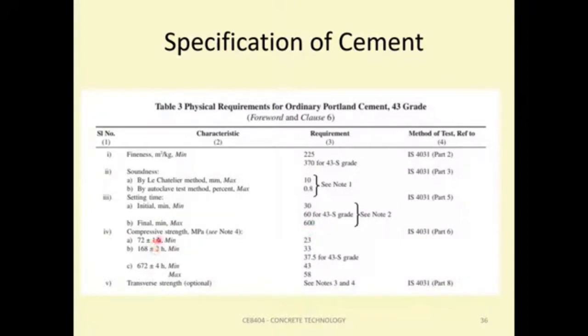The compressive strength for the 43 grade cement at the 3rd, 7th and 28th days should be 23, 33 and 43 megapascals. The transverse test is optional. It mainly depends upon the compressive strength.